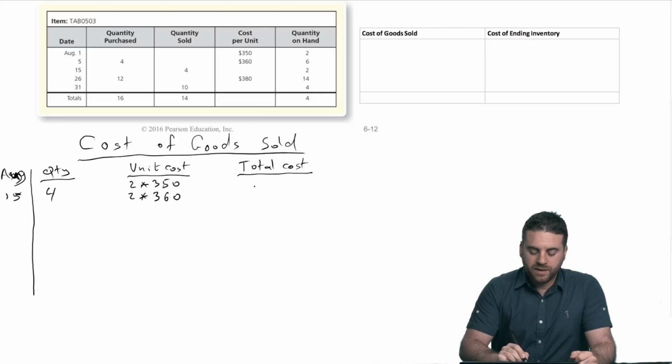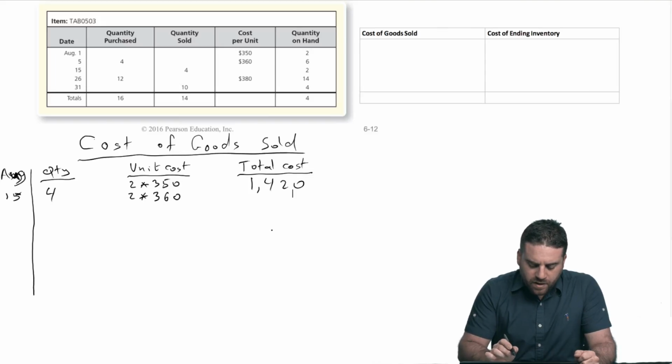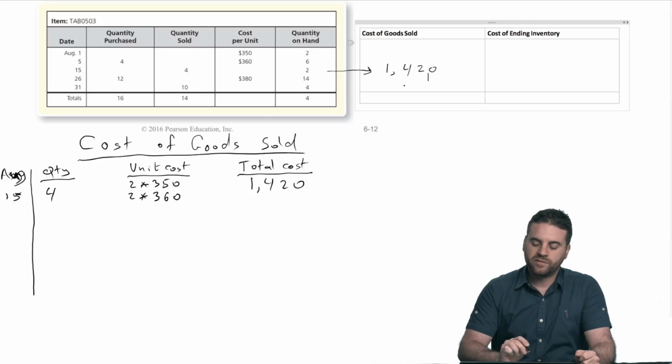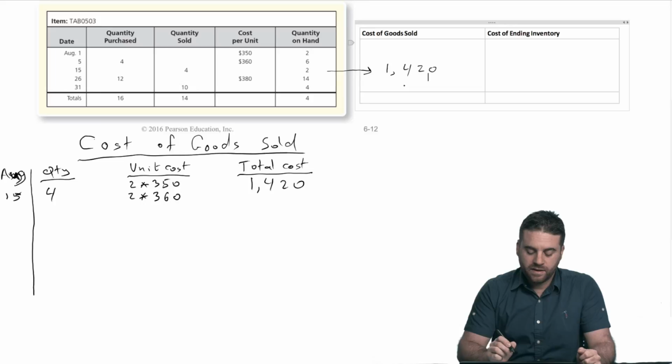So the total cost will be $1,420, and that would be my cost of goods sold on August 15. So I will just make an arrow, and I will just mention 14 and 20 for August 15. That would be my cost of goods sold.